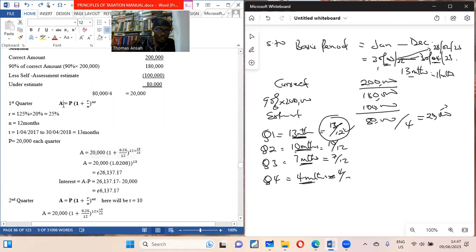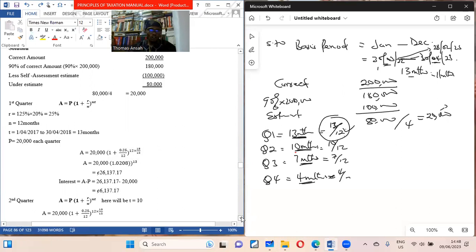P, principal, which is the 20,000, the quarterly one. All right, so 1 is 1 plus R. What is R? 125%, so 0.25. N is the number of times it is compounding each year, which is 12 times. So N again is 12 over here. Then T, this T is always expressed over 12. Please remember that T is expressed over what? 12. All right, so you do it like this. At the end of the day, this one will be the one standing. So when you work it out, you have A to be what? 26,000. If you now take the difference, A minus P, you have interest of what? 6,135. Take note of that.